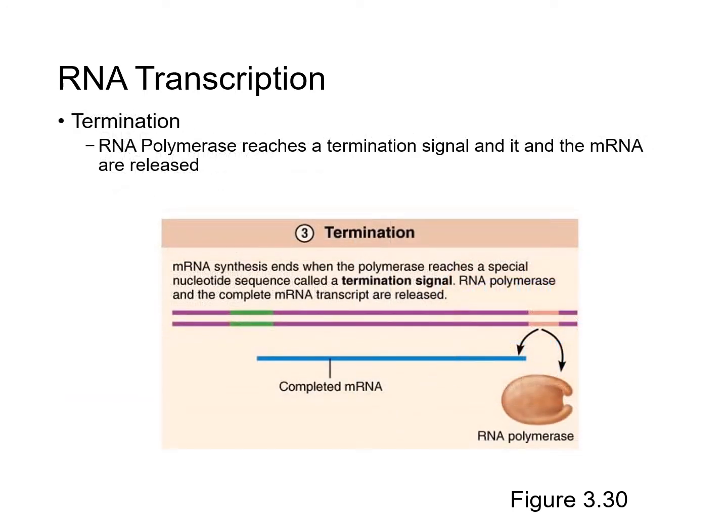In our third and final event of RNA transcription, the RNA polymerase reaches a segment of the DNA which gives it a termination signal, causing it and the messenger RNA to be released.